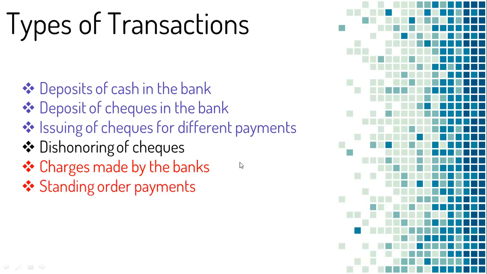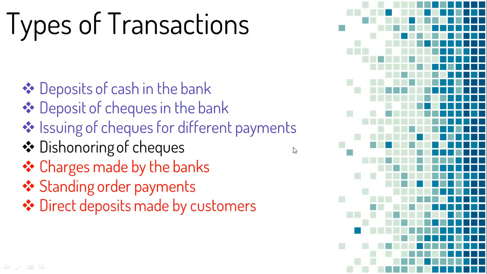Great. And the next one is standing order payments. It means you can give direct orders to the bank to pay an amount to another account on behalf of your business. That is what you mean by standing order payments. These standing order payments can be provided even for savings accounts. Charges made by the banks.